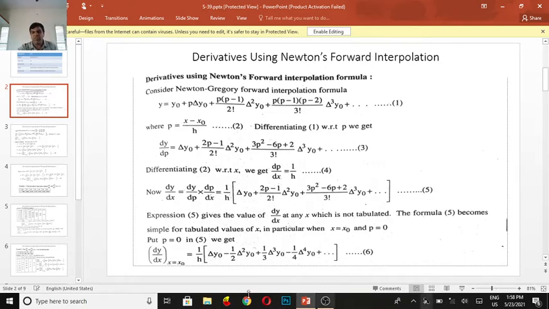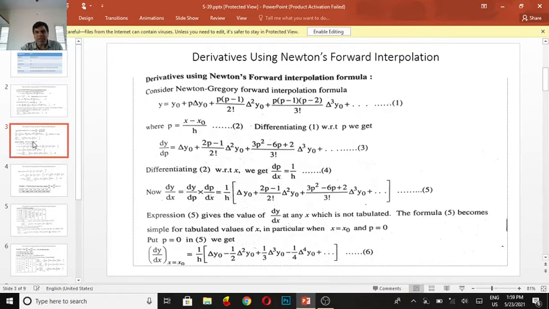You get that. So Δy₀ − 1/2 Δ²y₀ + 1/3 Δ³y₀ − 1/4 Δ⁴y₀ + 1/5 Δ⁵y₀ − 1/6 Δ⁶y₀ etc. I call this equation as 1. I call this equation as 6.